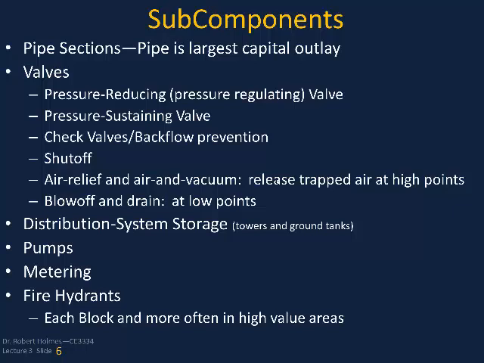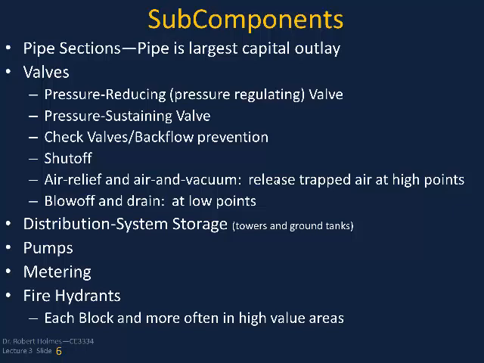You also have valves, which are used for a number of purposes. Pressure reducing, if you want to step the pressure down from a high pressure area to a low pressure area, to bring it down to a pressure that's more usable, and where you won't end up blowing residential piping apart. You've got pressure sustaining valves, which basically allow the pressure to be regulated at a particular pressure level. You've got check valves and shut-off valves, air relief and air vacuum, and then blow-off and drain valves at low points in the system.